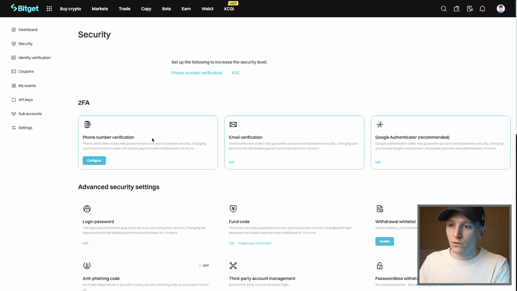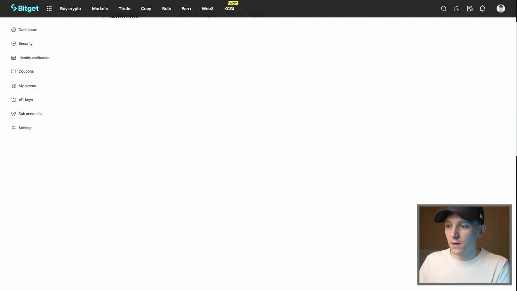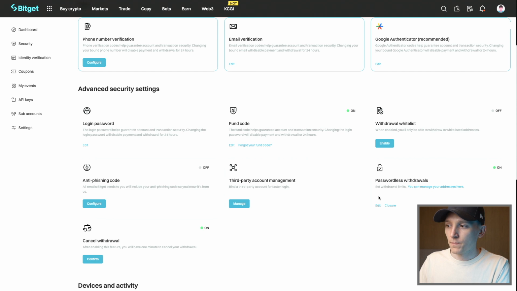So set that up. I wouldn't recommend phone number verification, but just Google Authenticator. The other advanced security features, as we can see here, you can set up yourself. So you can set up funding code. This is an extra password if you want to withdraw, so another extra step for withdrawing funds. You can also set up passwordless withdrawals, which is a set of addresses that you kind of whitelist. So if you want to withdraw, you don't have to go through all of the extra passwords. You can set it up as you want.